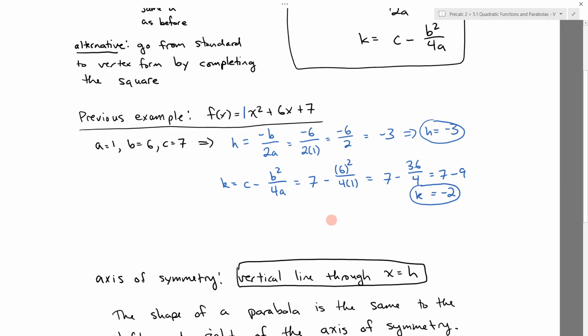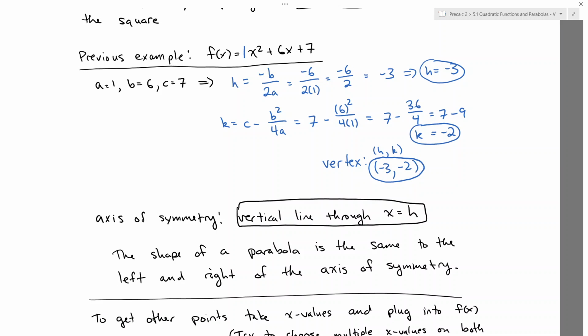And then putting it together, the vertex, right, so again, it's h comma k. So the h goes first, which is minus 3, and then k, which is minus 2. So the vertex is at minus 3, minus 2.